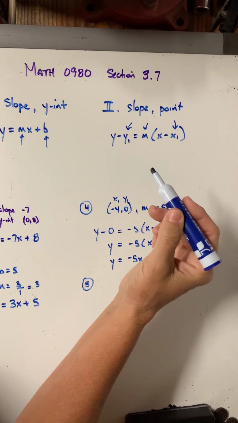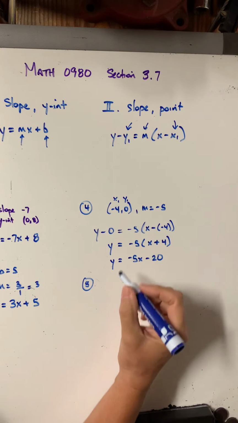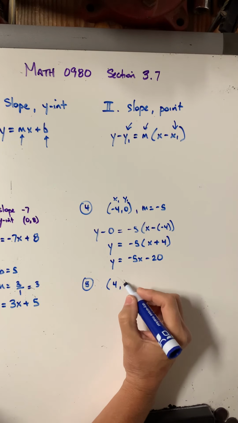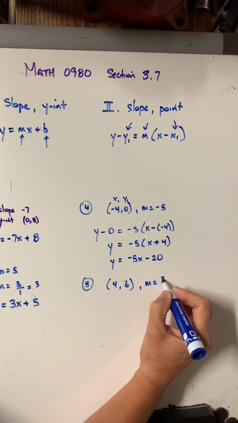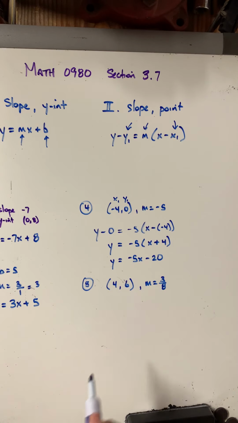It's a little more difficult because, first of all, the point doesn't have a 0. So let me just set this up. I have a 4, 6, and your slope is 3/8. So that's going to be a little more challenging because you have a fraction.